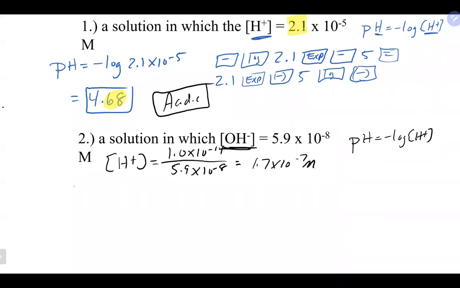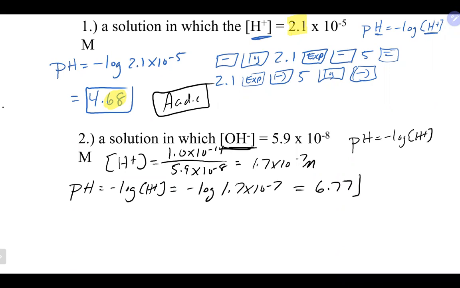And if we put that into our pH, minus the log of the answer gives us a pH of 6.77 in this case, which is slightly acidic. We'll go with that. Any questions on that? Yes.